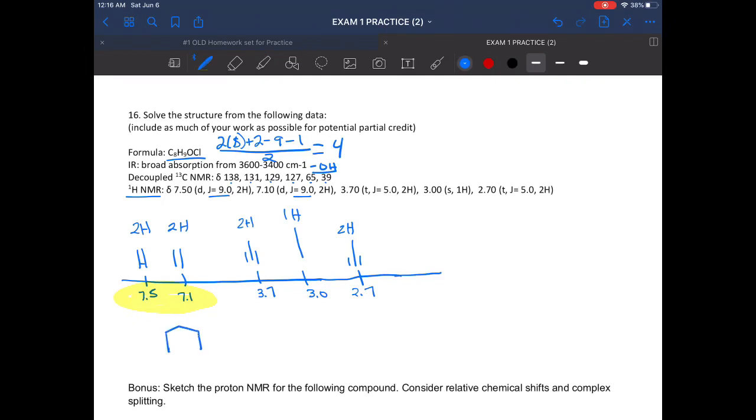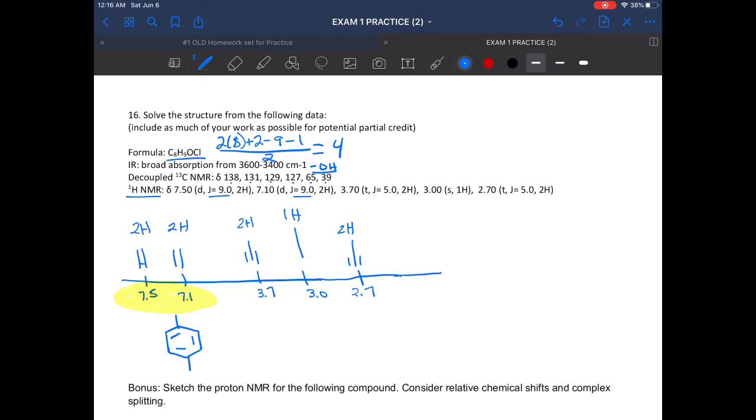This is wonderful news. This tells me a huge part of my compound. And since it's 2 doublets, it's not messy. It is going to be 1,4 substitution, just like in the first problem we did. All right, now what's left? I still have 2 carbon. I still have 5 hydrogen. Well, we know one of them's an OH, so I still have 4 hydrogen.